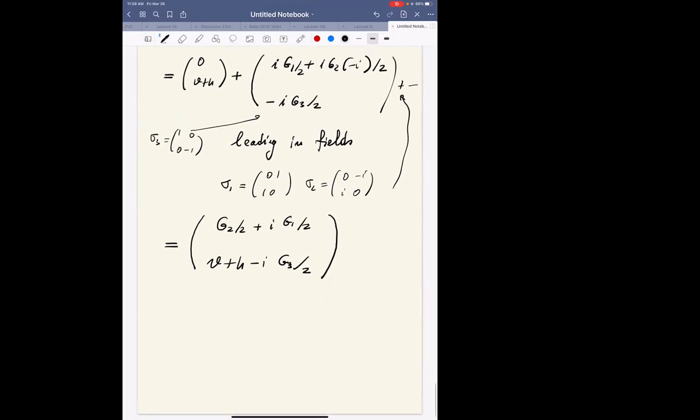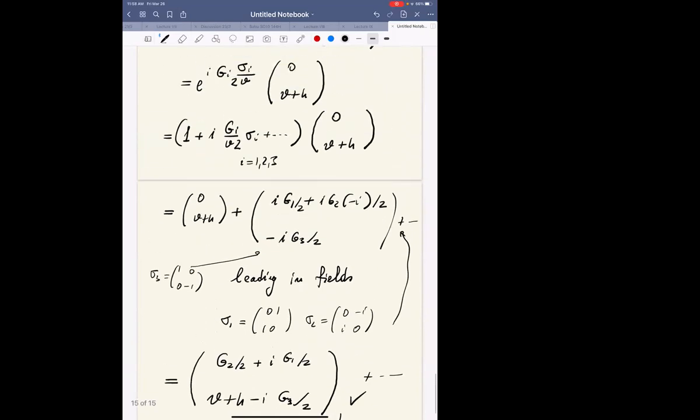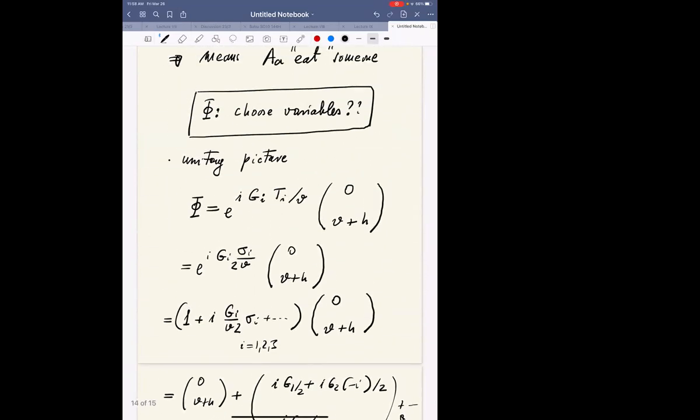Notice that this is a perfectly well-defined doublet. I have 4 real fields. This is okay, this checks. So I had the right to write like this. This describes a complex doublet. A complex doublet has 4 fields.